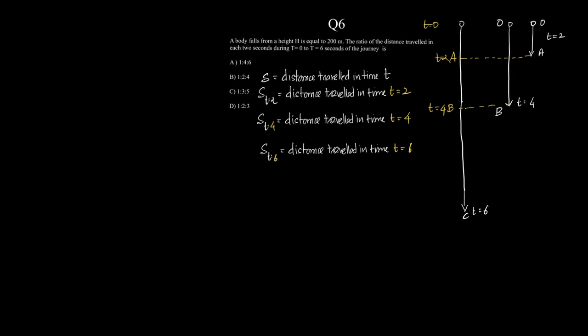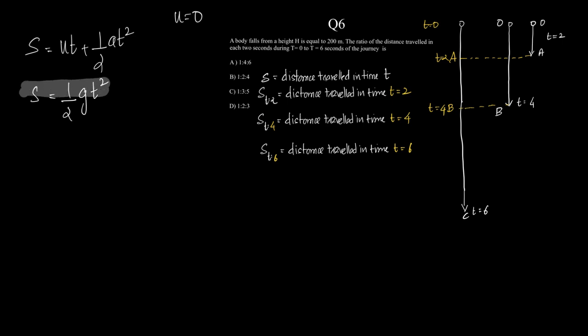Okay, so what is S1 equal to? See, S1 from here is equal to, let us first write down the equation. So S is equal to ut plus half at square, we know, but since the body is falling from rest, u is equal to 0, so S is equal to half into g t square is the equation that we are going to make use of, right? So S is equal to half g t square is the equation.